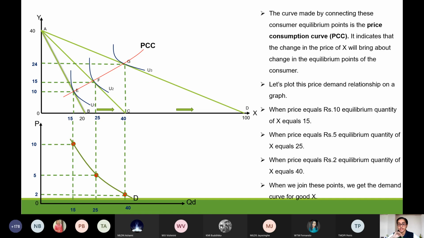Let's plot this price demand relation on a graph. Now I'm getting my demand curve. I'm going to put the prices for the demand curve. Now you remember, in the very beginning the price started from 10. Then it became 5. Then it became 2. Right? So I have 10, 5 and 2 here.